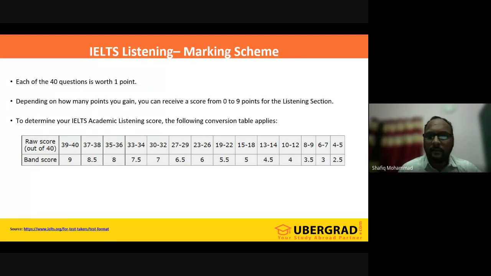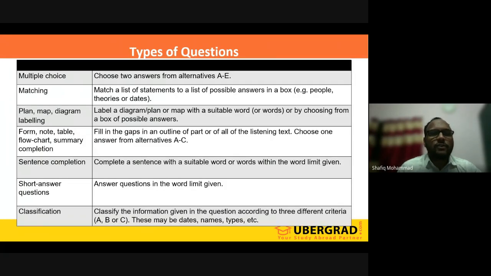Then there are many types of questions, but mostly these are the main ones. Form and note are given, not separately. Mostly you have multiple choice, matching, diagrams, maps, and labeling, and also form filling, like I told you. Form filling, notes, tables, summary and sentence completion, and short answers. Sometimes it will ask for one word, two words or three words. There will be a word limit also. So short answers and classifications.